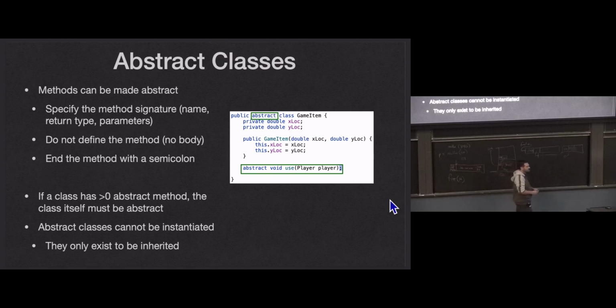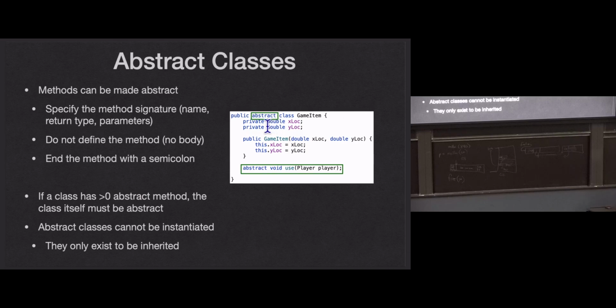So if you have any abstract methods in a class, the class itself has to be abstract. What this means, the most important thing that this means, is you can't create an instance of this class, of this type. Since GameItem is an abstract class now, we cannot say new GameItem. Can't do it. Even though it has a constructor, we can't call that constructor directly. That constructor is only ever going to be called through inheritance by a subclass constructor.